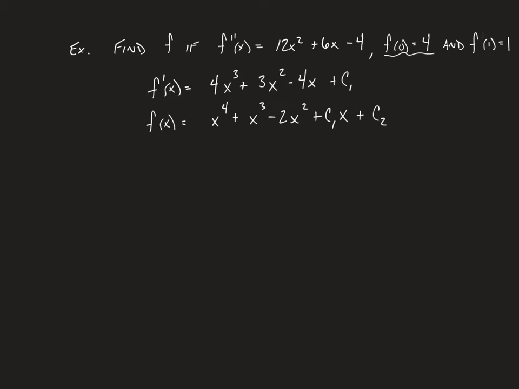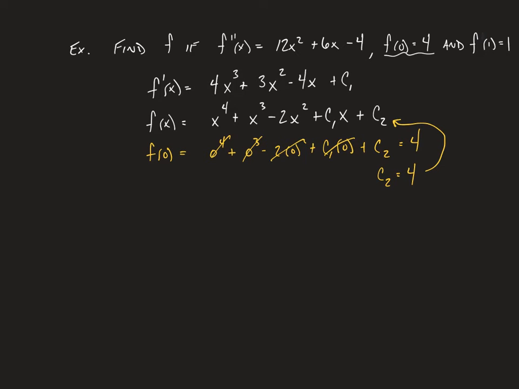So what I can do is plug in 0, and I know that this whole thing is going to give me 4. All right, so f of 0 is equal to 0 to the 4th plus 0 to the 3rd minus 2 times 0 squared plus c1 times 0 plus c2, and that has to equal 4. And the nice thing about all these terms is 0 to any power times anything all goes to 0. So c2 is equal to 4. So I solved for the second constant.